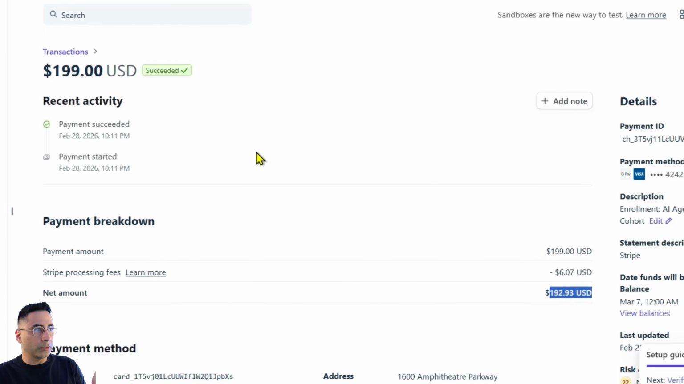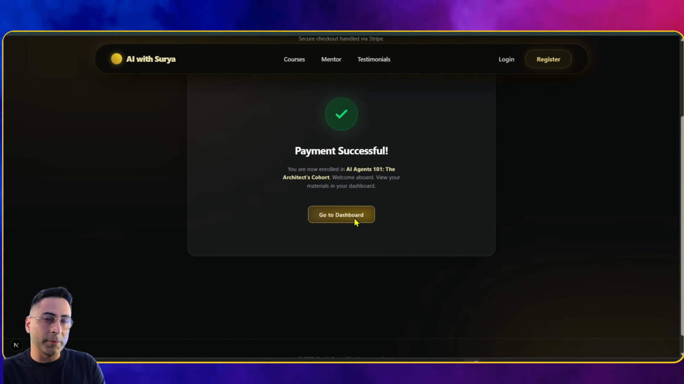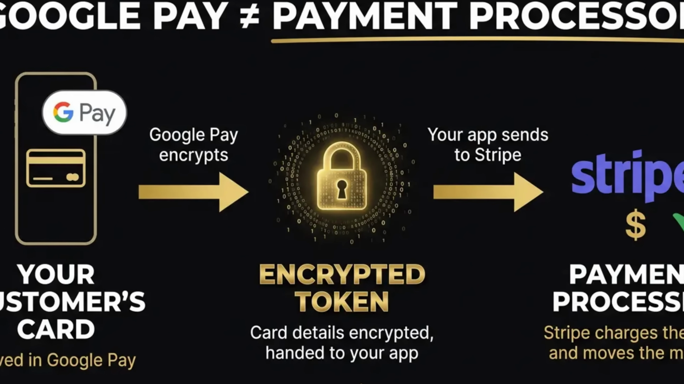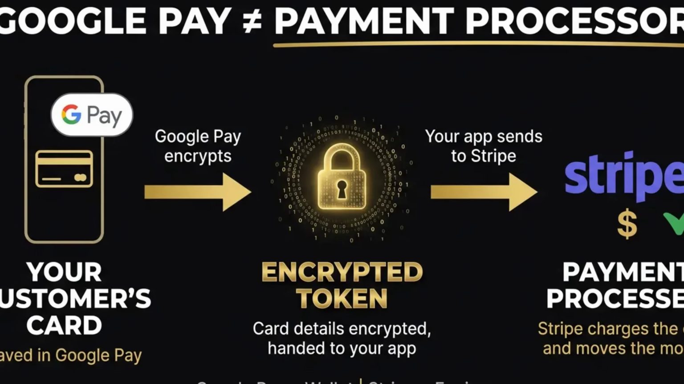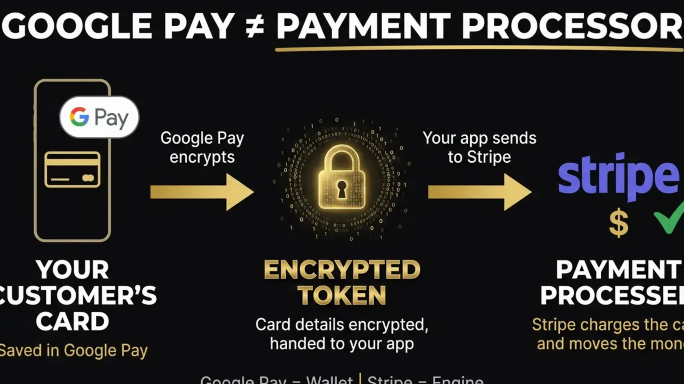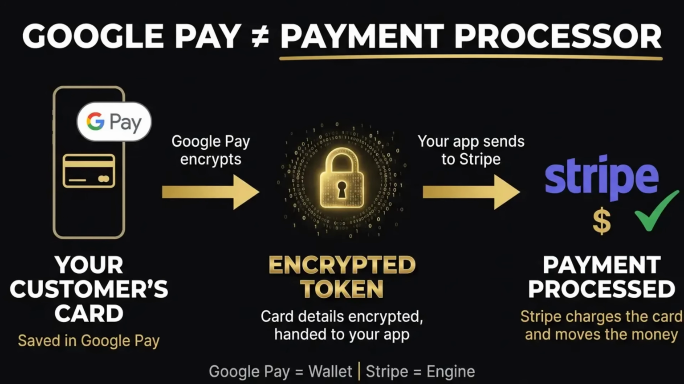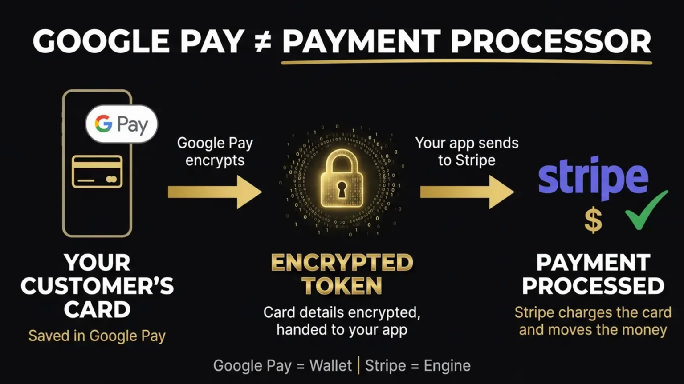So I was able to connect my website with not only Firebase, but now I also have this completely set up with Stripe. A quick thing most people don't know, right? Google Pay is a wallet. It doesn't really process payments. It takes your customer's card and encrypts it into a token and hands it to your app. You still need Stripe on the back end to actually do something like this, right?